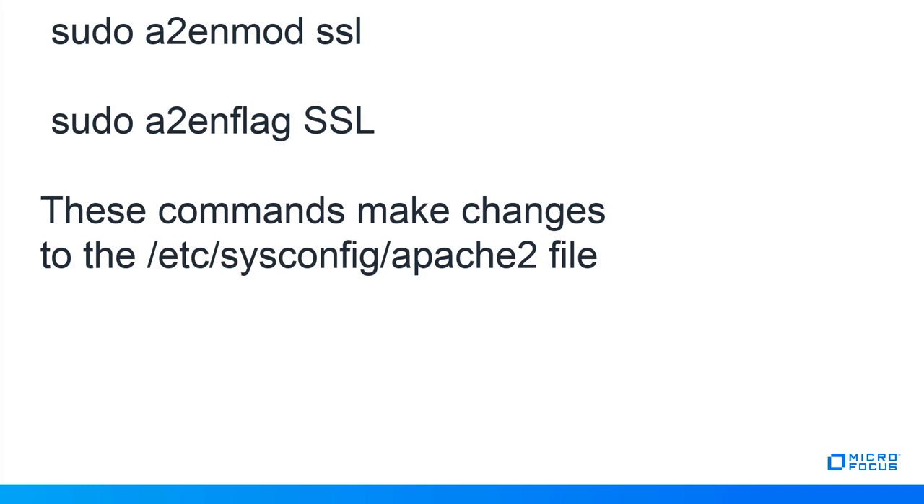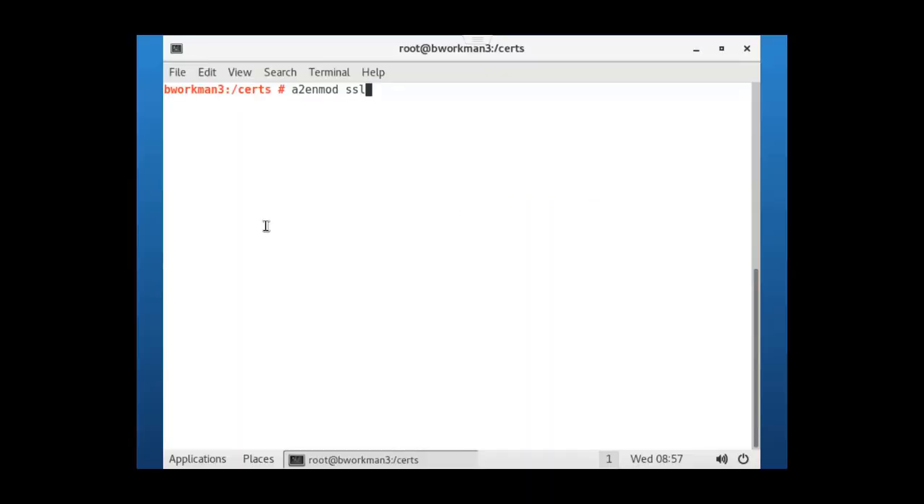The commands will make changes to the /etc/sysconfig/apache2 file. a2enmod ssl, as you can see, it is already set or present for me. The second command is a2enflag SSL. Note the uppercase letters in this case. Again, that flag is already enabled for me, so I'm now ready to move on to the second step.